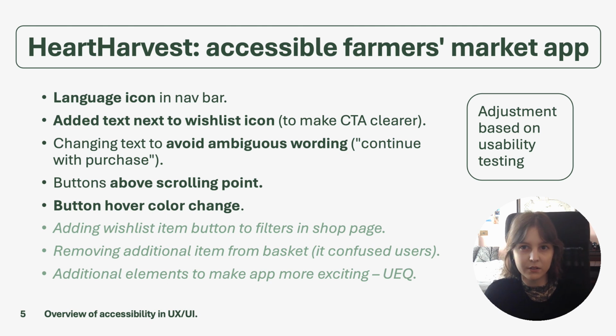There were also some minor adjustments that I made, so these were not as critical. Some additional changes that I made to the corrected version of the prototype were adding a wishlist item button to the filters on the shop page to make the shopping process easier. During the testing, I had an additional item in the basket, and it confused the users because they thought I was trying to get them to buy something that they didn't want to. I erased that item later on.